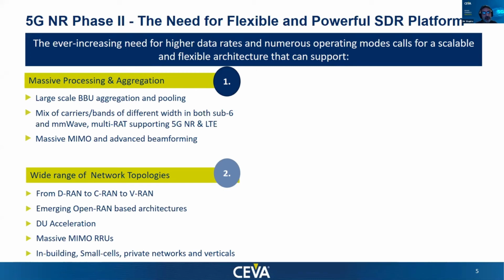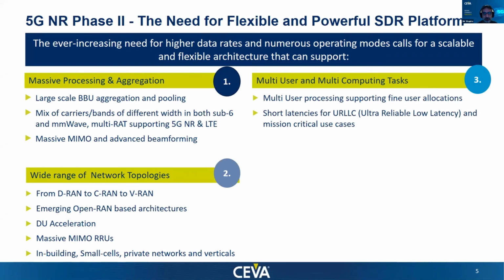Then the architecture needs to address a wide range of network topologies. The cellular network evolves from a distributed RAN to a cloud RAN and now virtualized. We see all sorts of emerging open RAN-based architectures where you need baseband or DU acceleration of COTS platforms like Intel's, or architectures like massive MIMO radio units, and of course small cells in buildings. So it needs to cater for a wide range of use cases.